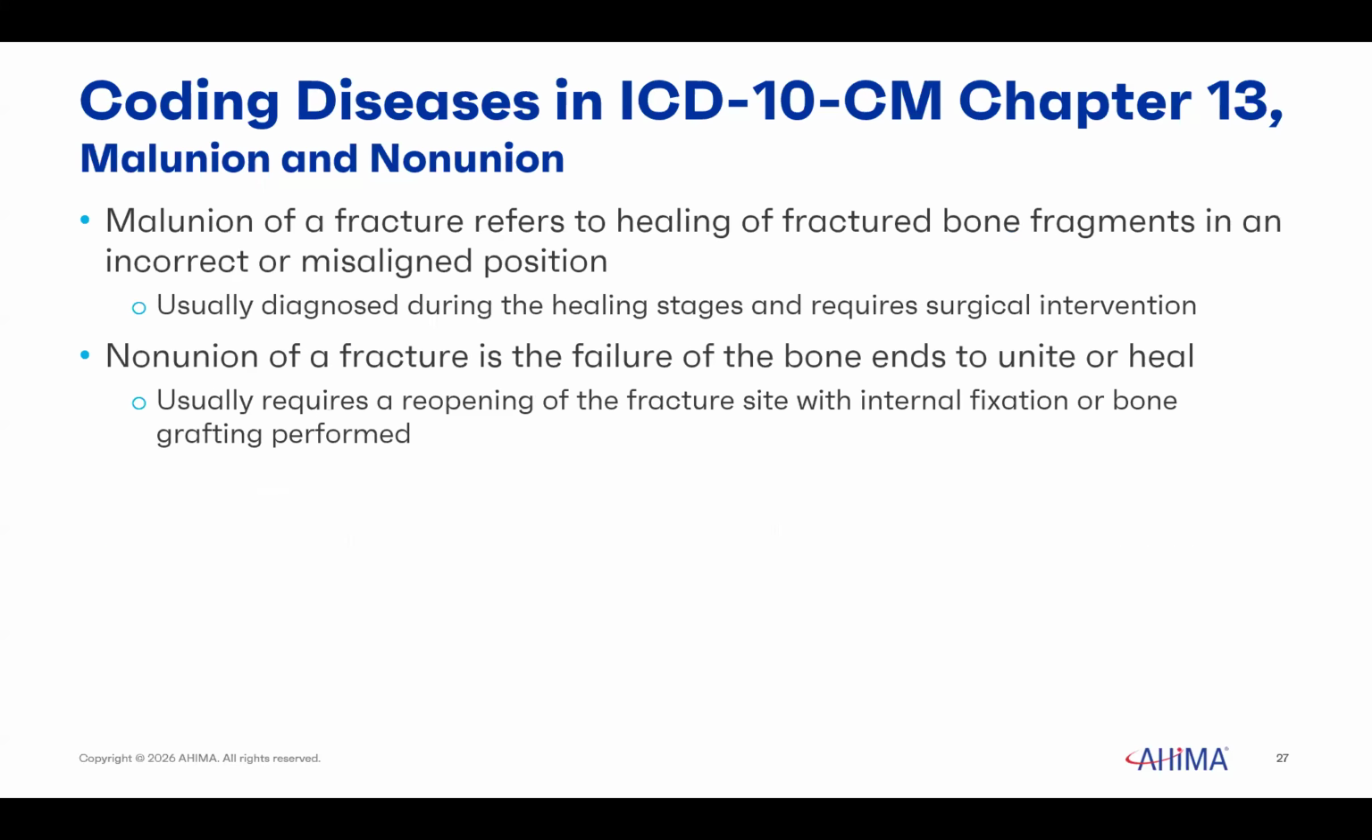And malunion and non-union, we touched on these, but worth reminding again that malunion means that the healing is incorrect. It's misaligned. It's not correctly healing. Non-union is when the two ends, as the orthopedic surgeons would say, the proximal and the distal ends, fail to unite. They fail to heal. So that's one of the things that you need to take a look at with that. A lot of times these will require reopening the site and using some sort of internal fixation device, screw, plate, what have you.